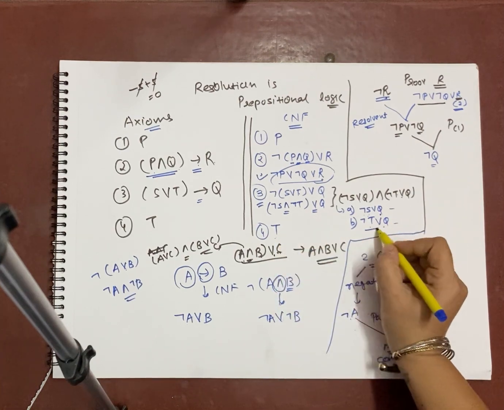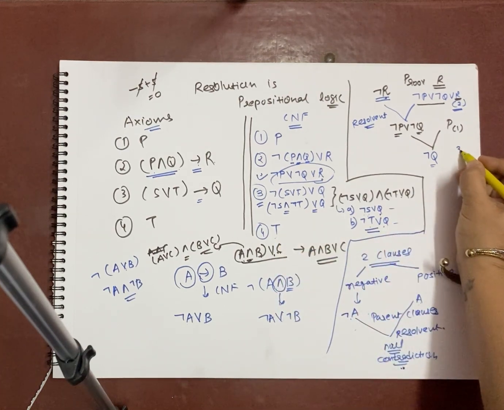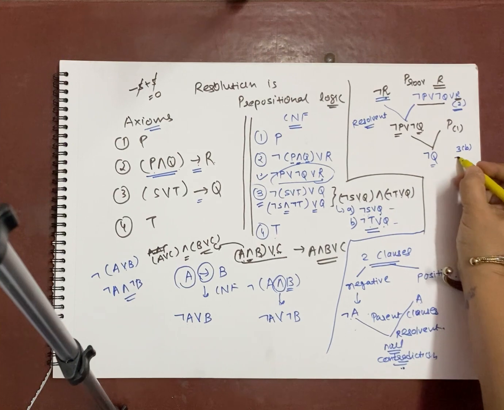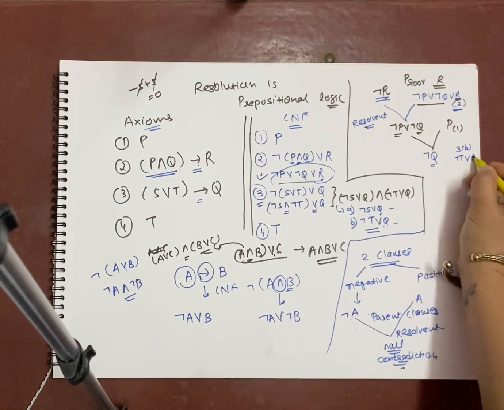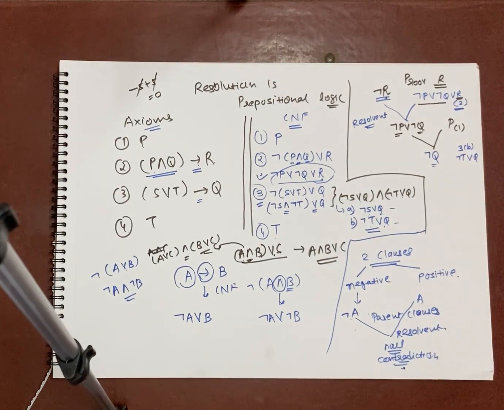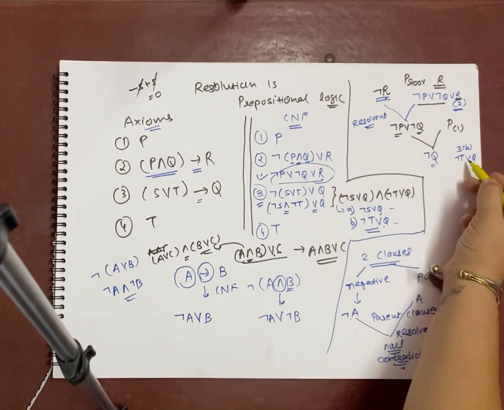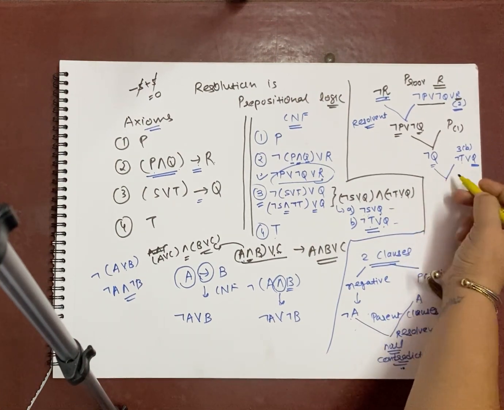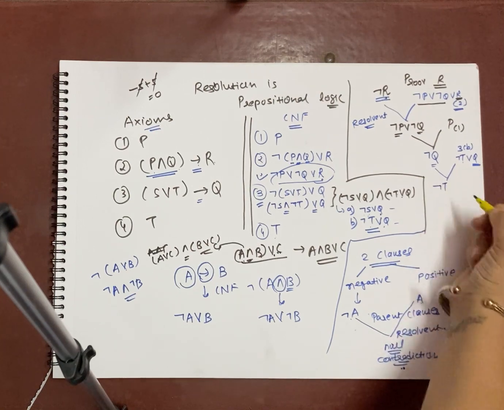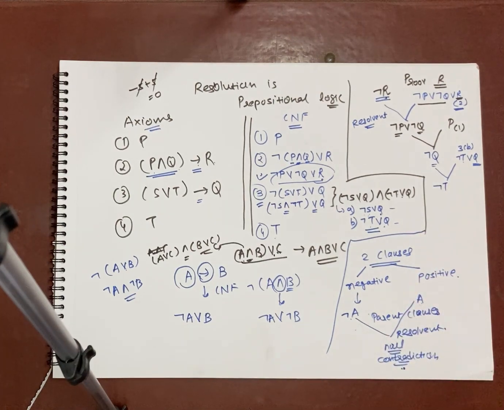So which one are we going to pick up? 3B. What is that? It is not T or Q. So the parent clause which I have selected with not Q is not T or Q. So Q and not Q will cancel out. Now what is our resolvent? Not T. That is our resolvent.